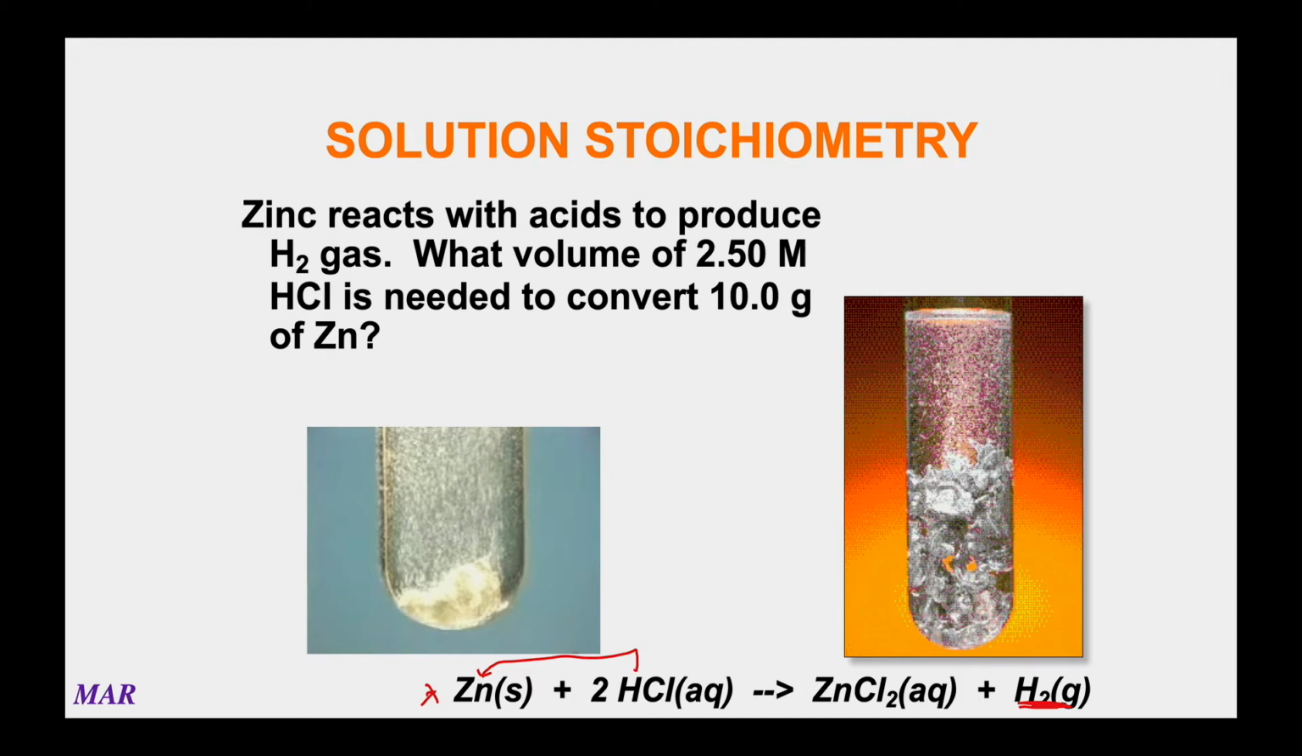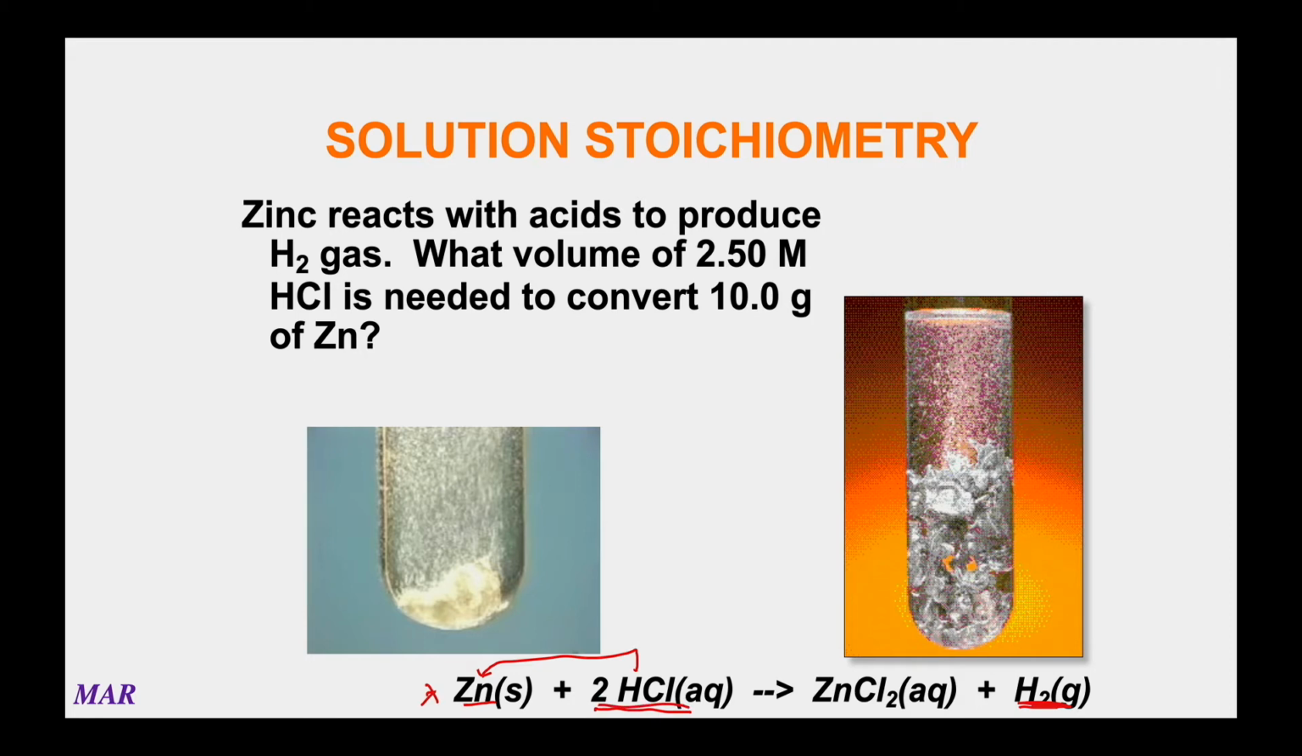In this problem, 10 grams of zinc we want to use up, and we want to know the volume of HCl needed to make that go away. So what we're going to do here is use stoichiometry, the relationship between zinc and HCl. We're going to turn the 10 grams of zinc into moles of zinc, and then the balanced equation says 1 mole of zinc needs 2 moles of HCl.